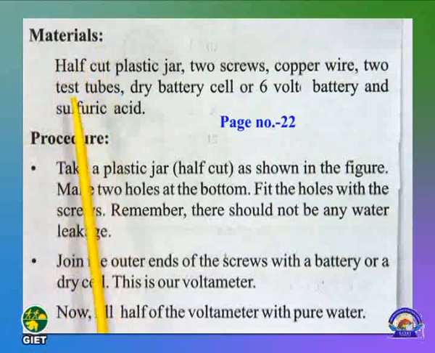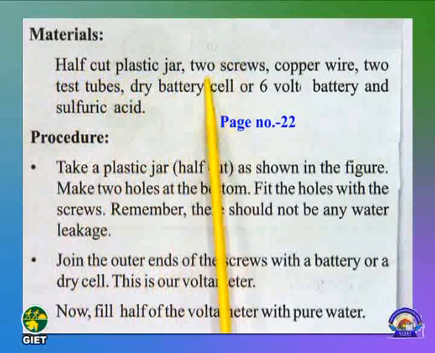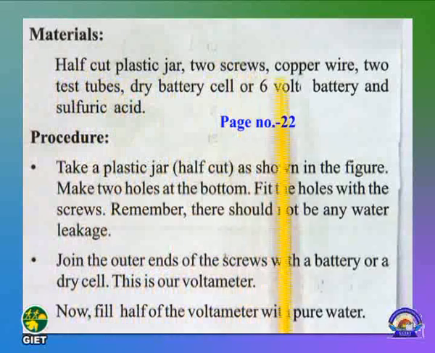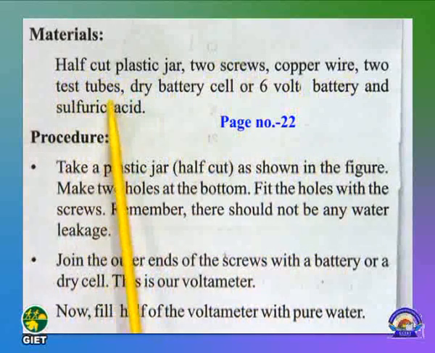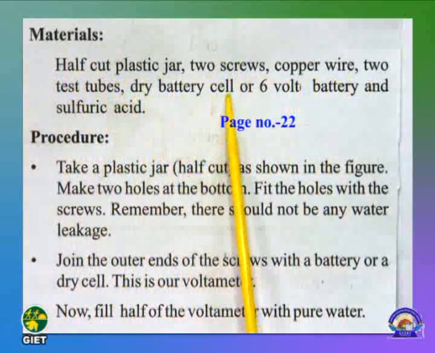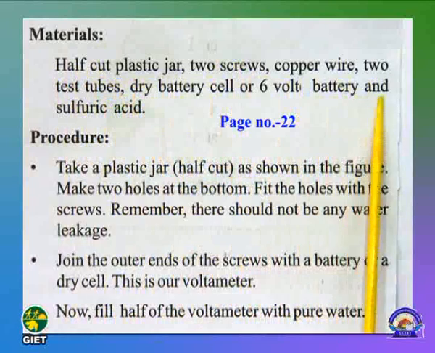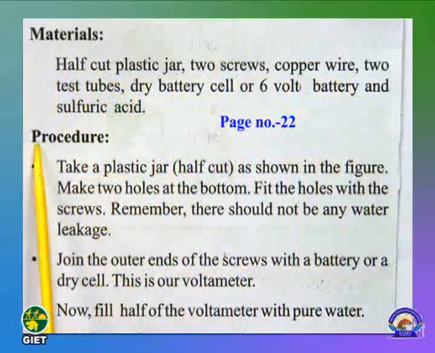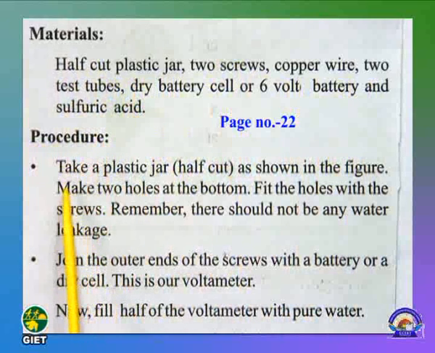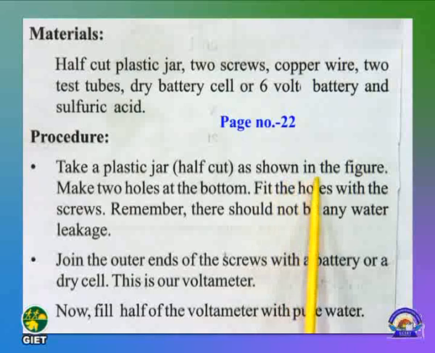Materials: half-cut plastic jar, 2 screws, copper wire, 2 test tubes, dry battery cell or 6-volt battery, and sulfuric acid. Procedure: take a plastic jar, half cut, as shown in the figure.